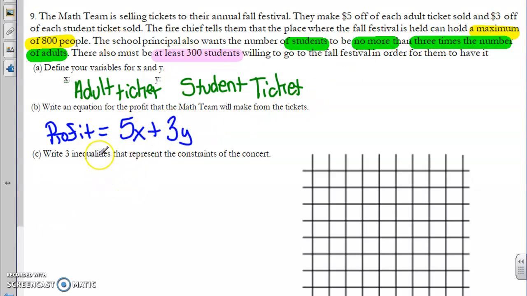Okay, so write 3 inequalities. If you'll notice, I highlighted 3 different colors. Those are your 3 inequalities. The first one is about the fire chief. It can hold a maximum of 800 people. That doesn't matter if it's a student or an adult.